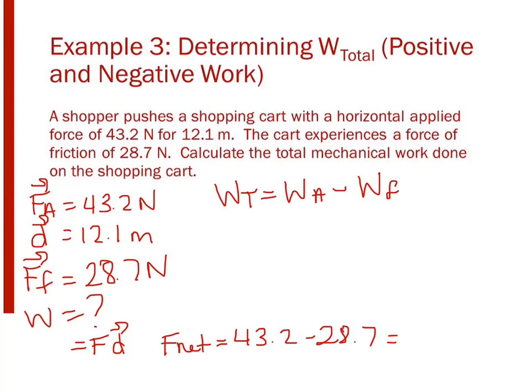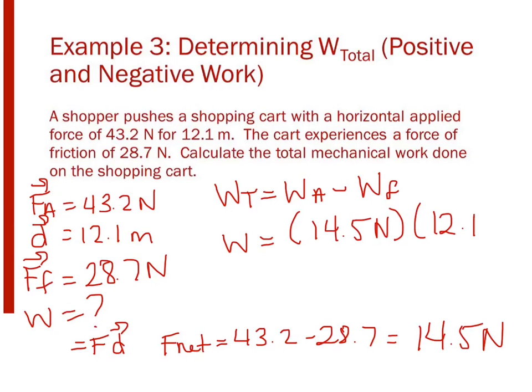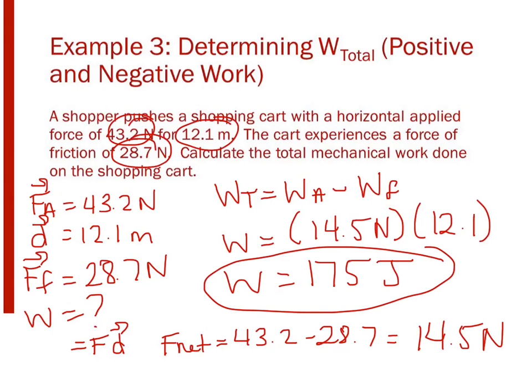And so when we do that, we get 14.5 newtons as our force. So then, instead of doing all the extra work, we could do 14.5 newtons times 12.1, and that did come out to be a positive value. So we get 175 joules. And if we look, we have 3, 3, and 3 sig figs, so we're going to leave it at 175. So regardless of which way you do it, you get the same answer.